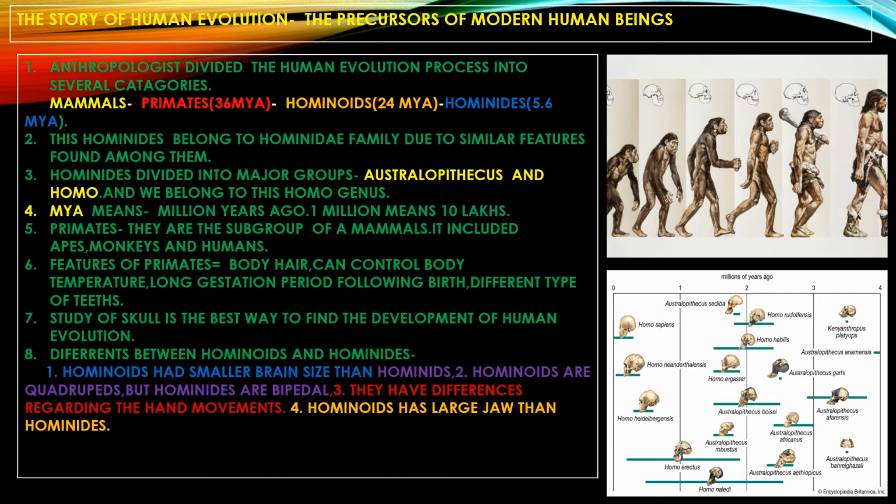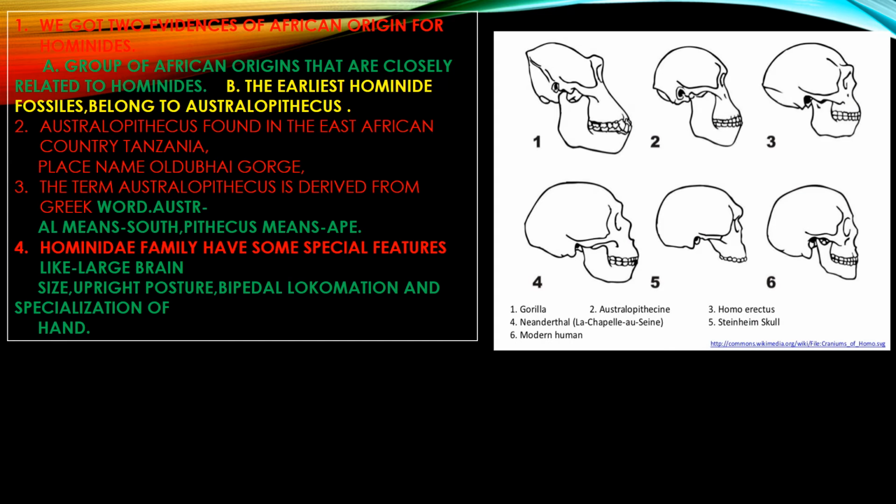Understood? Now, what are the differences between the hominoids and the hominids? Hominoids had a smaller brain size than the hominids and a large jaw size. And hominoids are quadrupeds. That means they were not able to walk on their two feet. And hominids are bipedal. And they have differences even regarding their hand movements also. Hominoids have a larger jaw than hominids. Understood the differences? Okay, so turn to the next point.